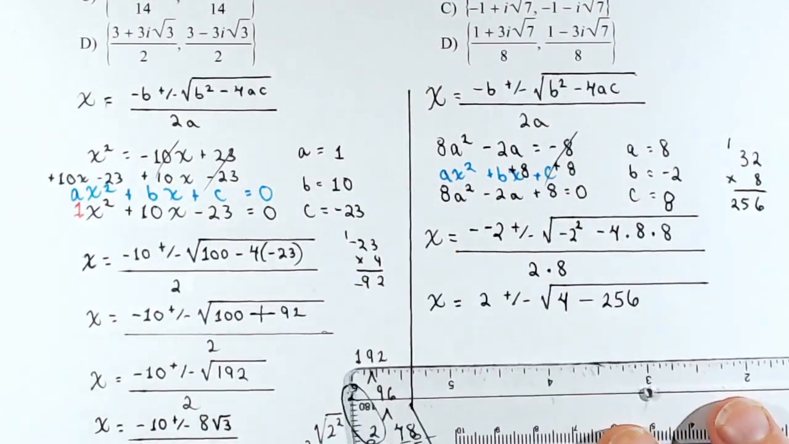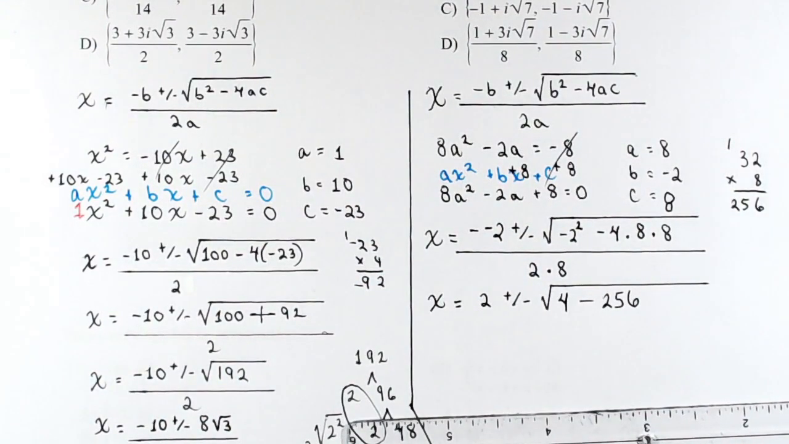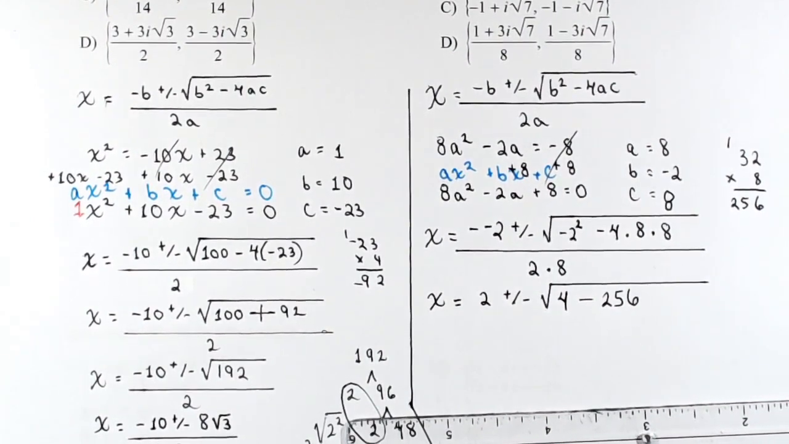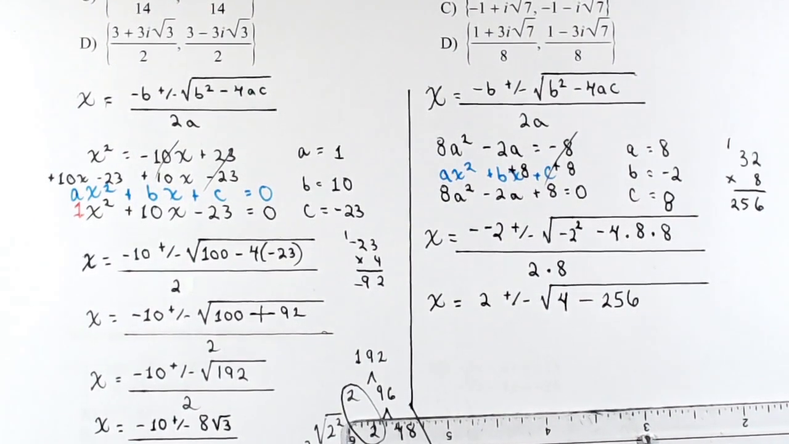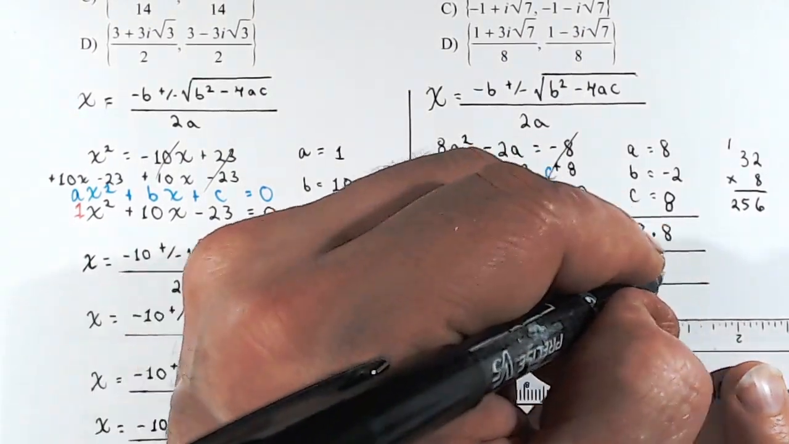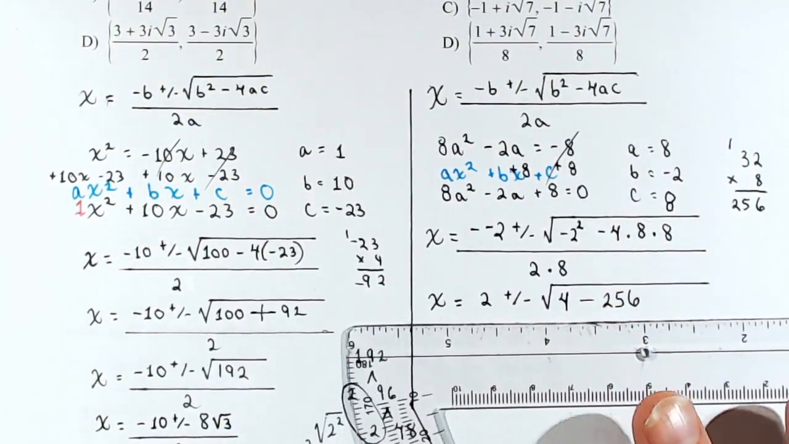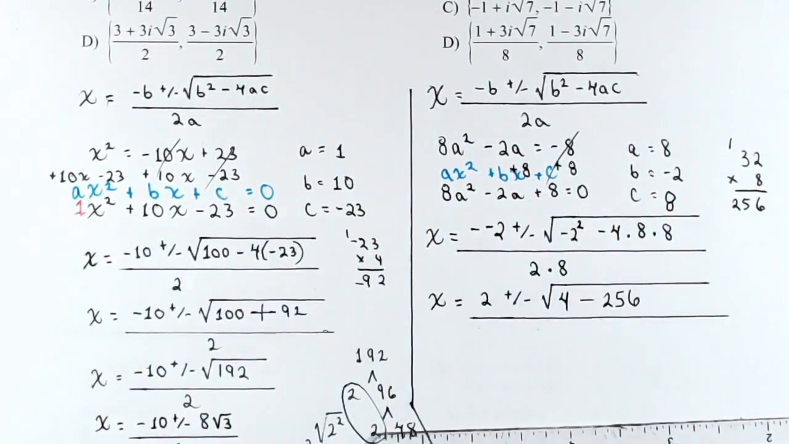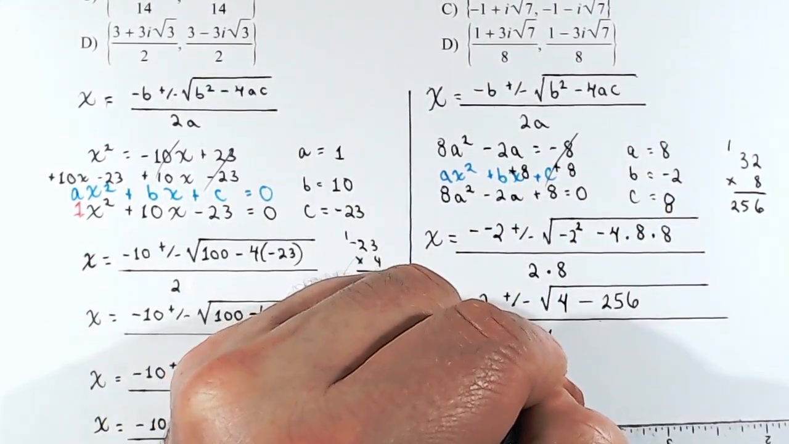Now this is really cool. You already can tell that we're going to have imaginary roots because 4 minus 256 is going to be a negative number. It's negative 252, right? We'll get to that in a second though. But because this is a negative square root, we know we're going to have imaginary roots, for sure. 2 times 8 is 16.